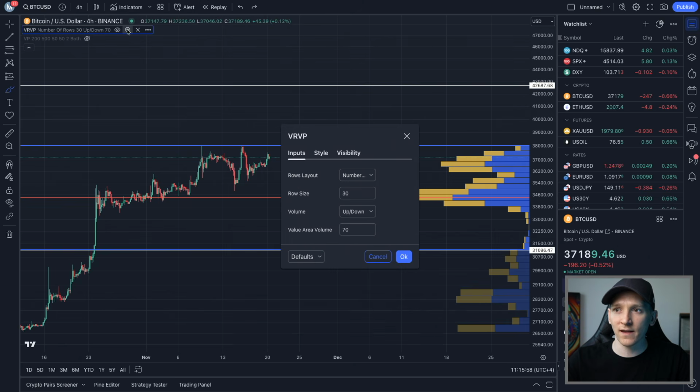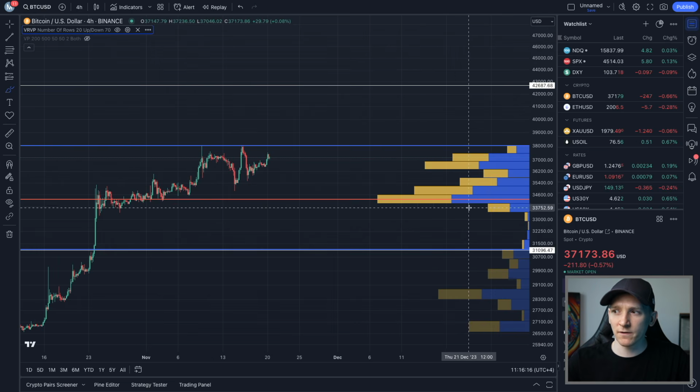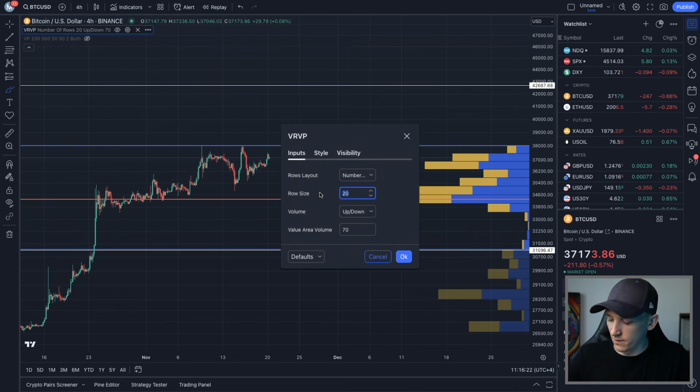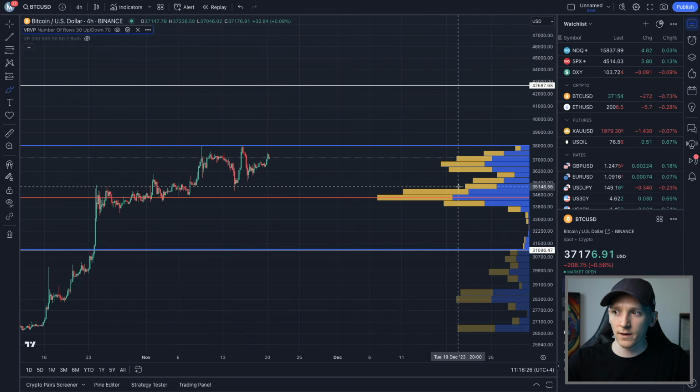We're going to go into settings and then look at the inputs and styles. Firstly, rows layout. I would have this number of rows, especially with crypto. Row size, this just indicates how thick or thin you want the rows to be. So if you have fewer rows, we can see that. We'll click 20. You can see the rows are thicker, so they just take up more space on the price chart. So we'll go back to 30, so we have more of them. We can see a little bit more granular data right here, right?